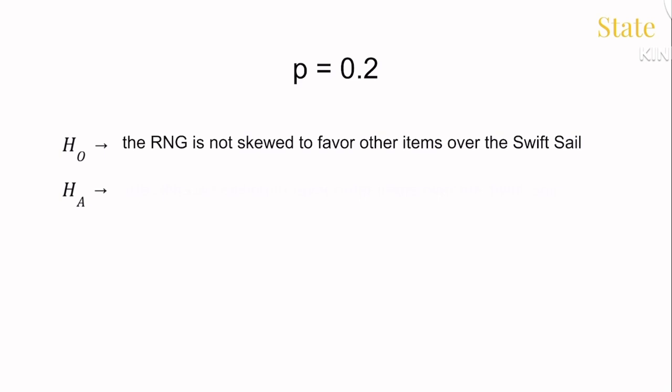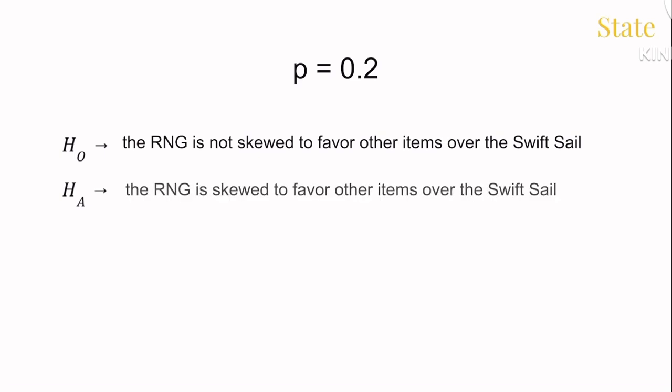Our alternative hypothesis is then going to be the opposite of our null. The RNG does favor other items over the swift sail on the first visit to the auction house. Now that we have defined our hypotheses, let's represent them mathematically with probability notation. It's important to remember that the null hypothesis will always be set equal to a value, and that the alternative will always be either greater than, less than, or not equal to that same value.